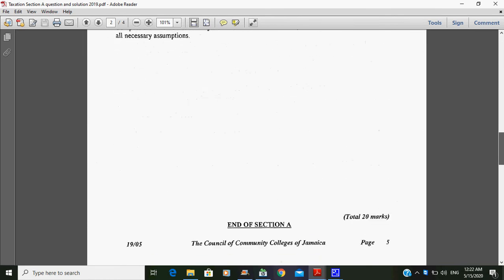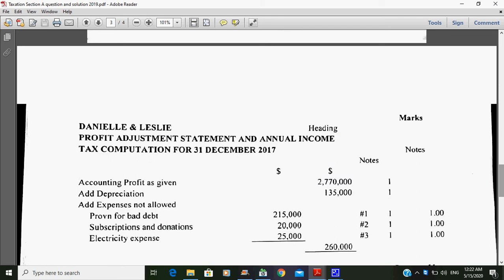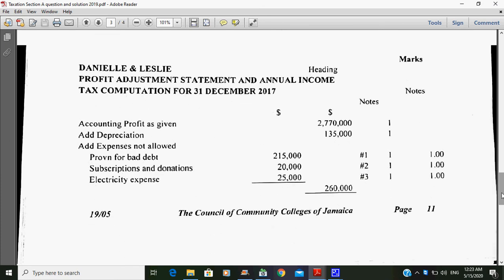Let's go to the solution now. The heading is Daniel and Leslie profit adjustment statement and annual income tax computation for December 31, 2017. Now, as I said before, as is customary, we would start with what? Accounting profit as given, right? Then we would add back depreciation of 135,000. Then you would add expenses not allowed, which include provision for the bad debt, subscription donations made to the magazine, and also electricity expense.